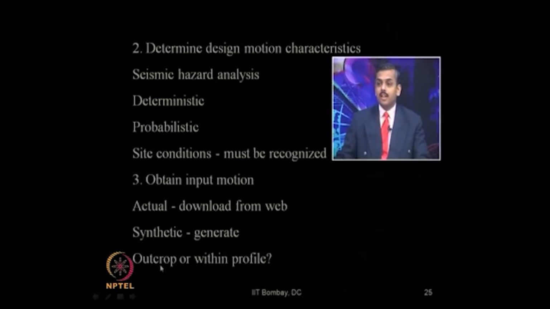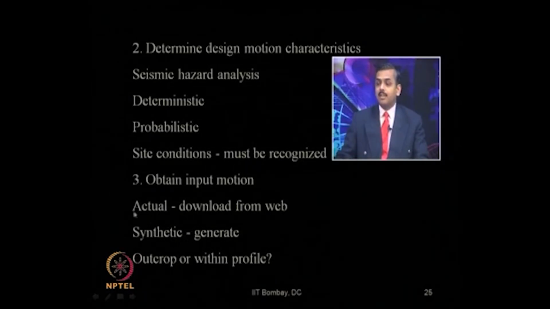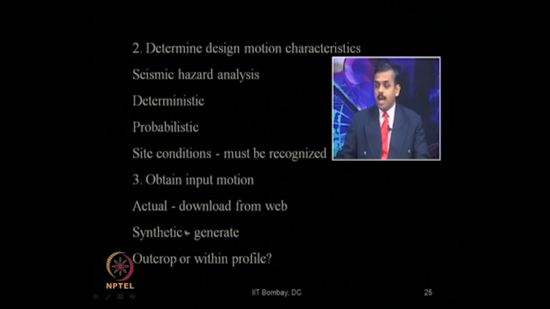Synthetic ground motion is nothing but it needs to be generated. You generate it synthetically; it is not actually happened, whereas actual is where some earthquake has really happened in some part of the world. And then using this input motion, whether it is actual or synthetic, it needs to be known whether it is an outcrop motion or it is at the bedrock, right.